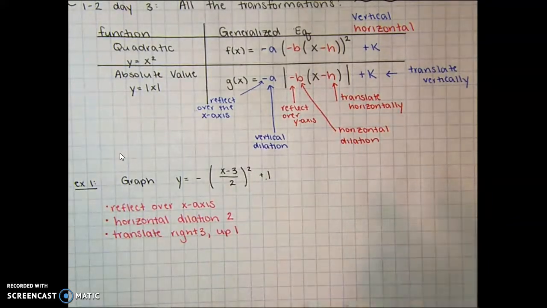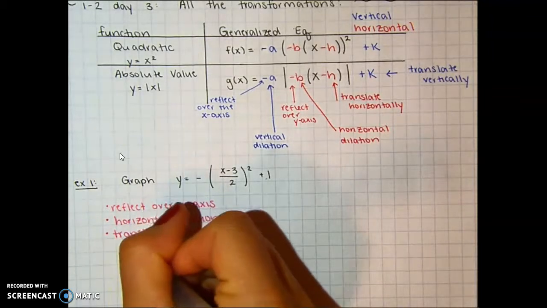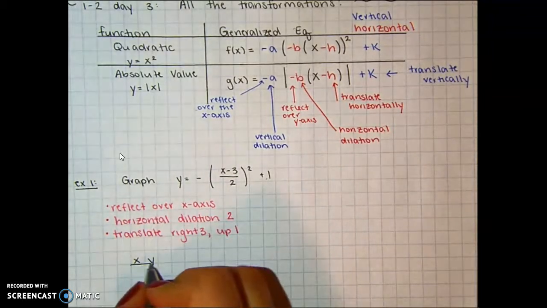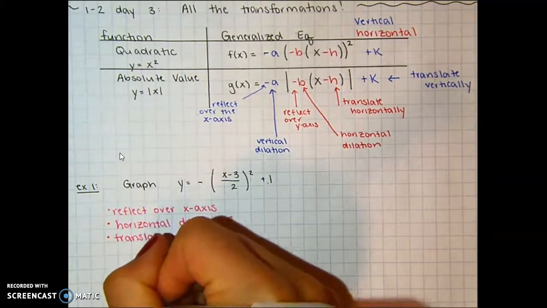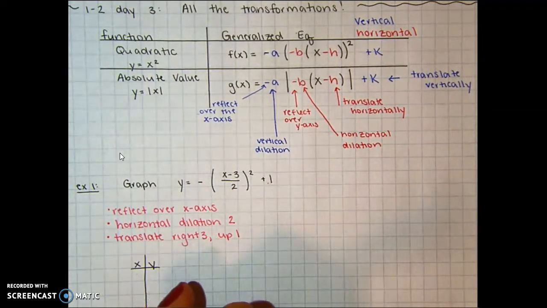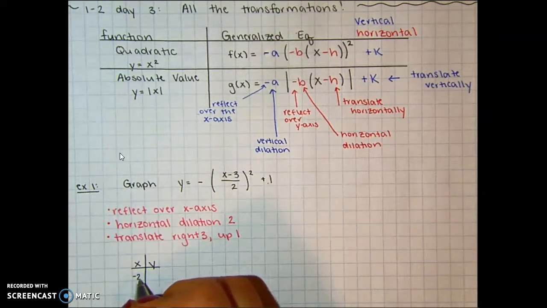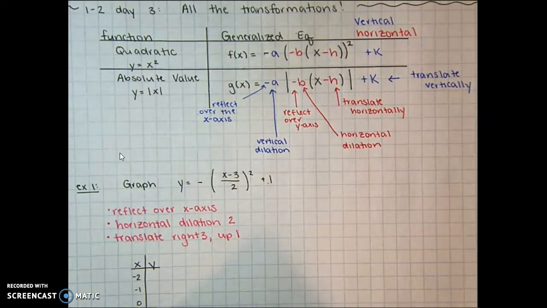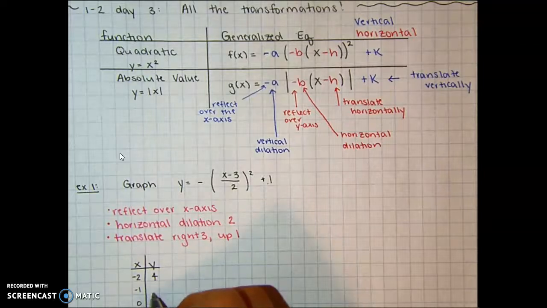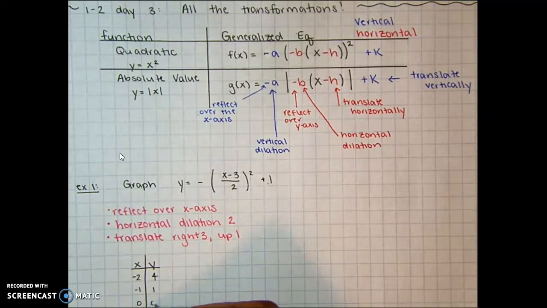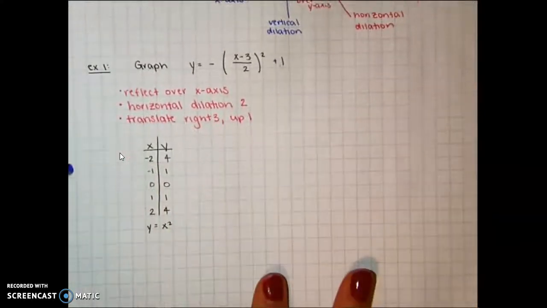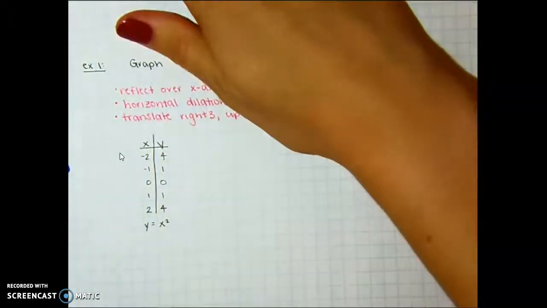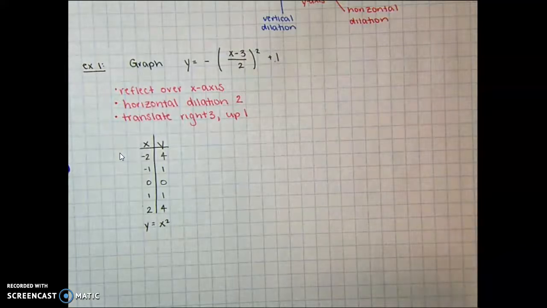So what we've been doing in class is making a table, the parent values. So the parent is y equals x squared, so my key points are negative 2, negative 1, 0, 1, and 2. So this will be 4, 1, negative 1 squared is 1, 0 squared is 0, 1, 2 squared is 4. Now what we do is we take these, we ignore the equation and focus on the transformations, and we're going to extend our table.